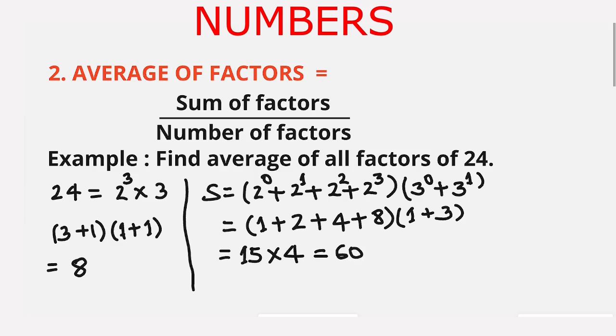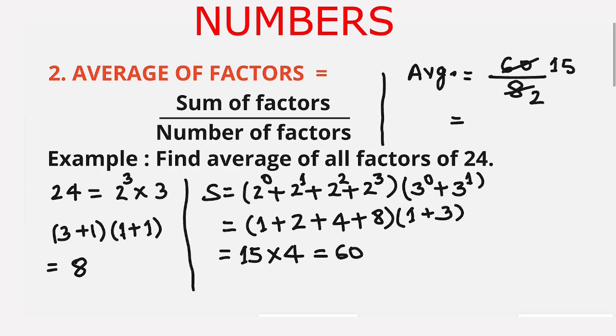Now we have to find the average of factors. Average equals sum of factors divided by number of factors, so 60 divided by 8. 4 cancels: 8 for 2 times and 60 for 15 times, and 15 divided by 2 is 7.5. So the average of all the factors of 24 is 7.5.